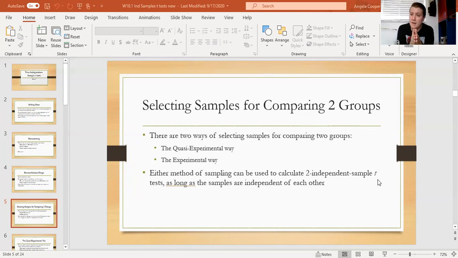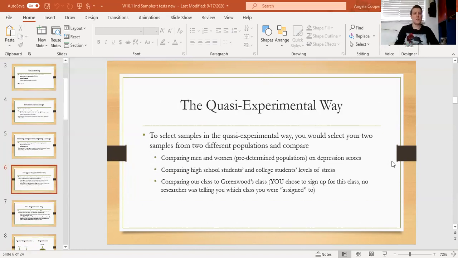Really what we're looking at is, do we have samples that are independent of each other? Do we have a between subjects design where the two samples, the two groups, are completely different people or sets of observations or what have you? If that's the case, we go with an independent samples t-test. All right. So we'll start with the quasi-experimental way.